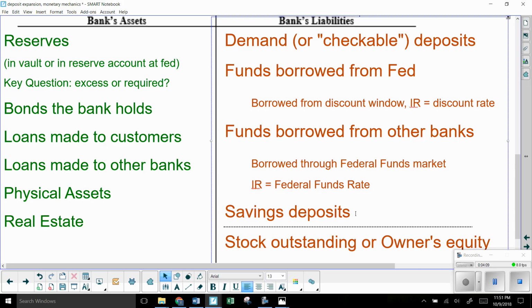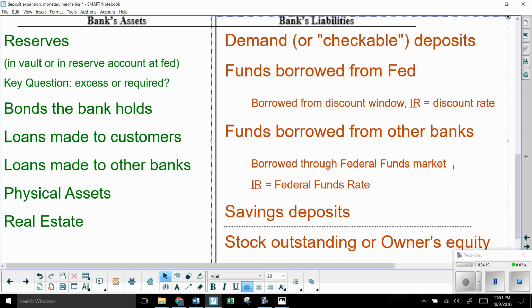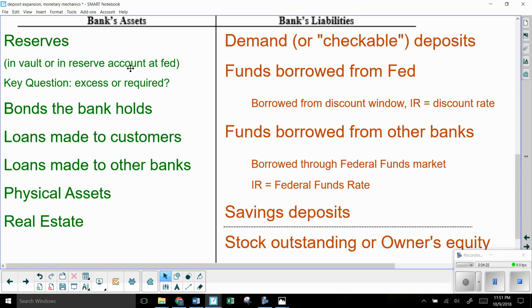And then there's other assets or liabilities that the bank may have, like if you put money in a savings account, often that won't be listed on sample T account problems that we have to do because they don't want to confuse you. The reserve requirement, how much they have to hold on to, only is a percentage of demand deposits. And then we put stock outstanding or owner's equity down there, not because it's really a liability, but it helps us. If we see that picture, then all the things over here in red will necessarily add up to the same value as all the things over there in green.